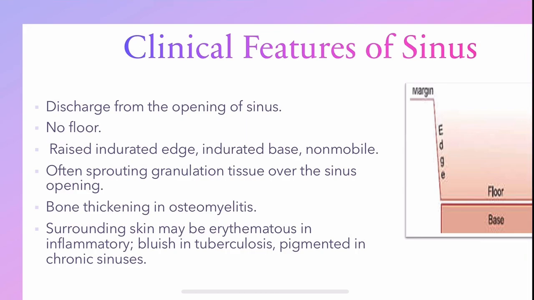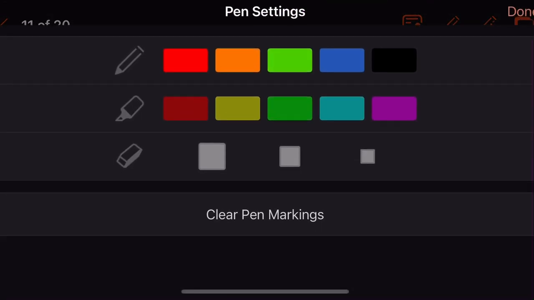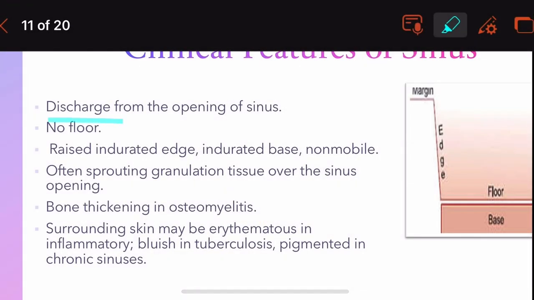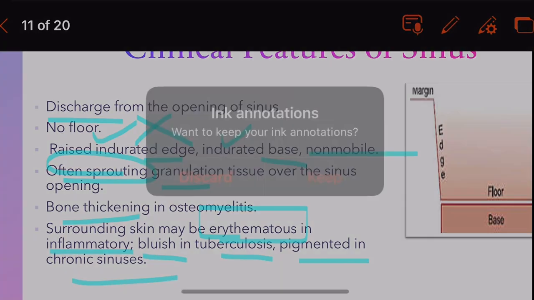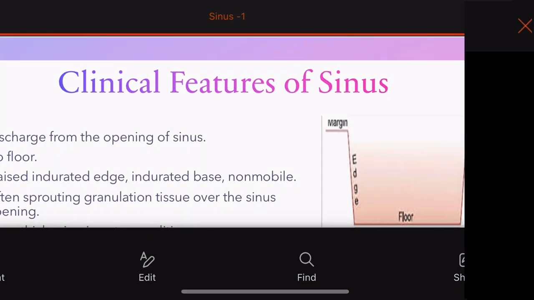If the sinus is of a longer duration, if it is a chronic sinus, it is going to be pigmented. So guys, let us revise. We have the discharges coming, there is no floor, the edge is indurated, the base is indurated, it's a non-mobile sinus. The granulation tissue is often sprouting. Bone thickening may be observed. The surrounding skin will be erythematous in inflammatory, bluish in TB, pigmented in chronic. So the clinical features are very clear to us.